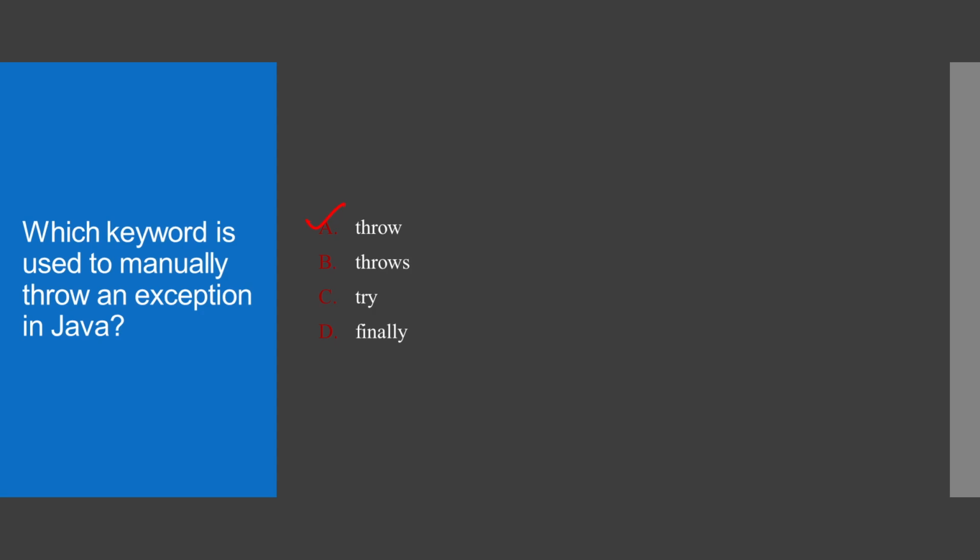Let's move on to our next question, which is which keyword is used to manually throw an exception in Java. So it is answered. You can check, it is the throw keyword.